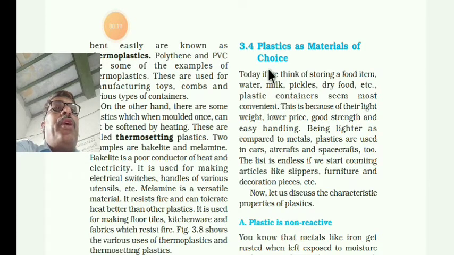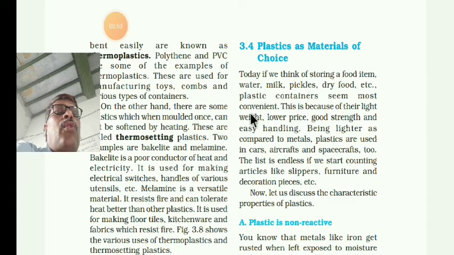Dear students, today we'll discuss plastics as materials of choice. See, what is the importance of plastics? You know that today, if you think of storing food items, water, milk, pickles, dry food, etc., plastic containers seem most convenient and most suitable for personal needs. This is because of their light weight, lower price, good strength, and easy handling.